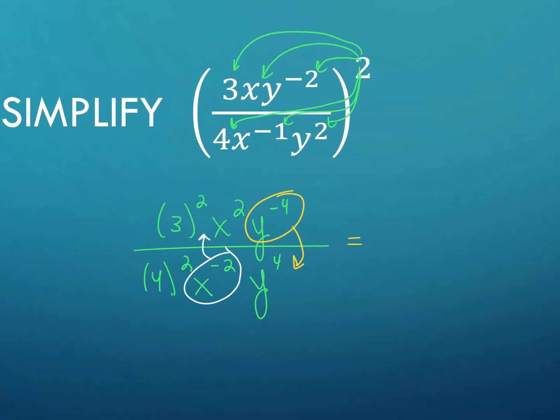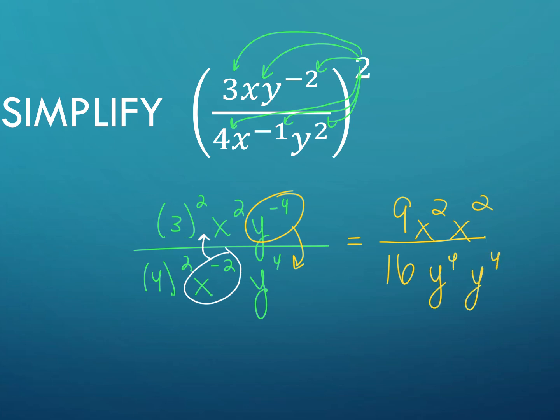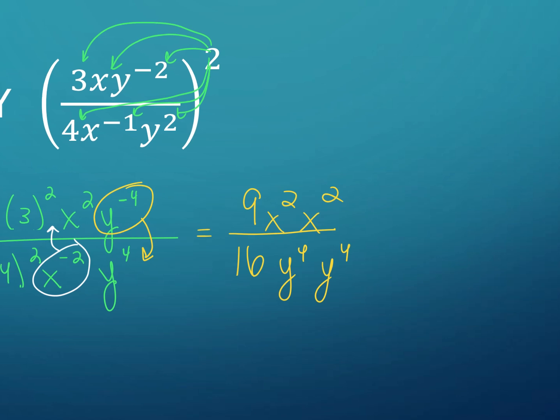So, what is 3 squared? 9. Okay. So I have x squared on top. And what else do I have on top? x squared. Good. On the bottom, what is 4 squared? 16. And then I have y to the 4th and y to the 4th. Just easier for me to see. That's the way I like to look at it. Can I simplify anything with 9 and 16?